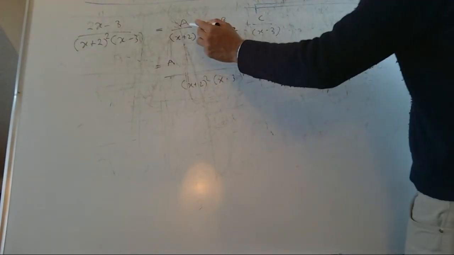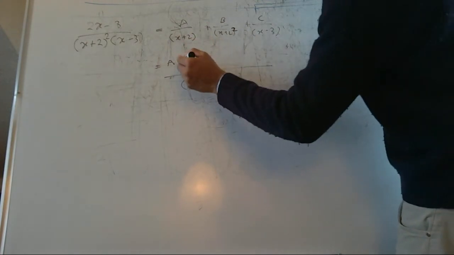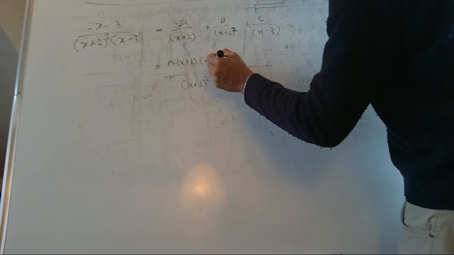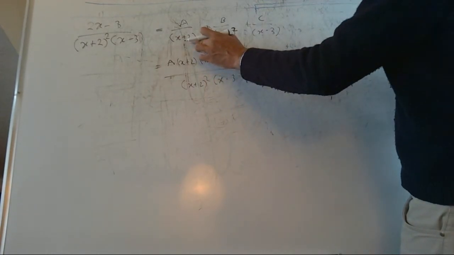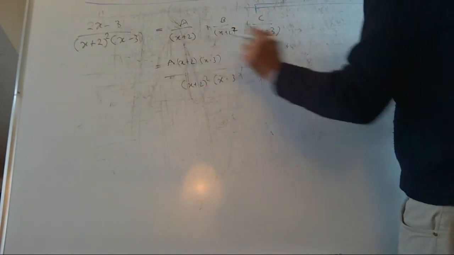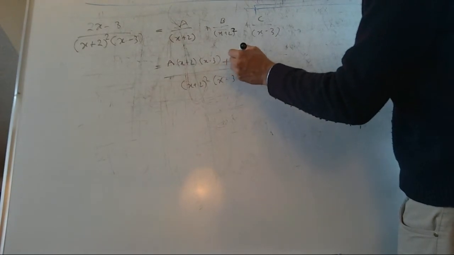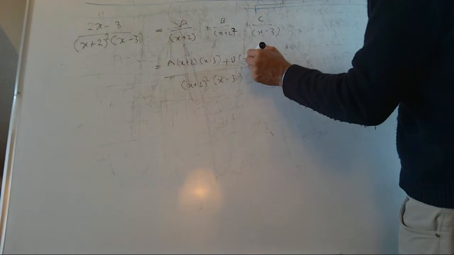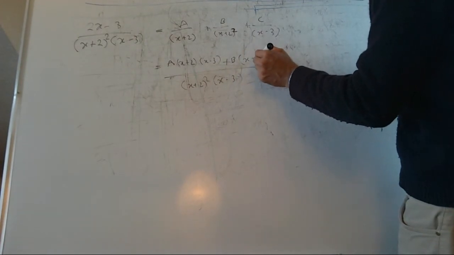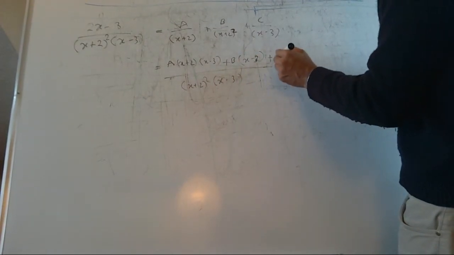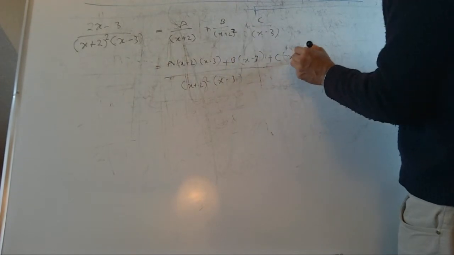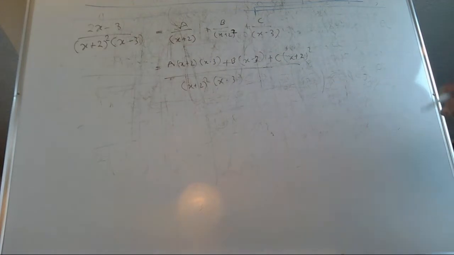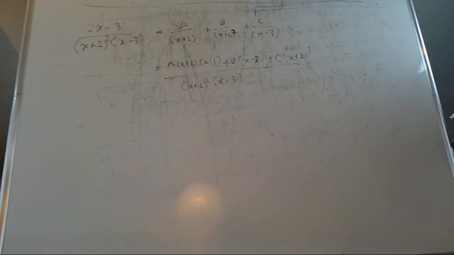So A has to be multiplied by (x + 2)(x - 3). Because there's only a single (x + 2) here, so to make it a square I need to multiply that by that. Now B already has (x + 2)² underneath that, so I just have to multiply it by (x - 3) here. And then C, I had to multiply it by (x + 2)² because C's only got (x - 3) underneath that. So there you go. Okay, so it's slightly more complicated.